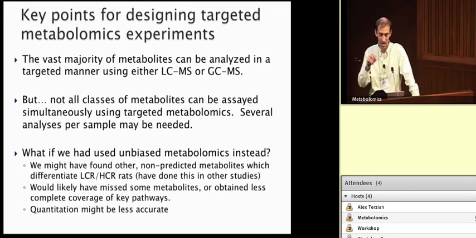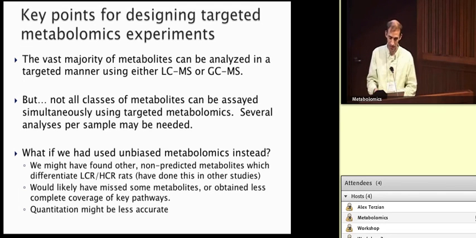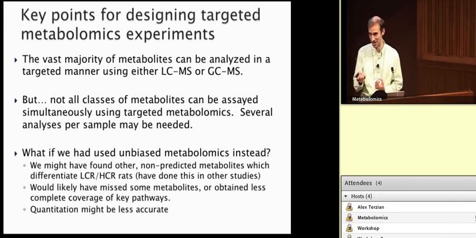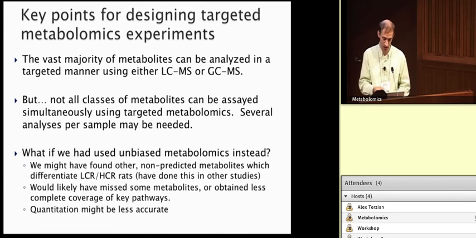We had an acyl-carnitine assay, and then we had an alpha keto acid assay reflected in that data set. Well, what if we had done an unbiased metabolomics workflow instead? We might have found that other, non-predicted metabolites would differentiate LCR and HCR. And in fact, we do have some of that data, and I could show it at a later time, that would differentiate the rats. So that would be an added benefit that we wouldn't have gotten had we started with a targeted workflow as we did.